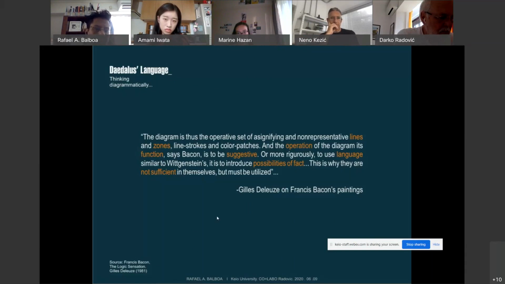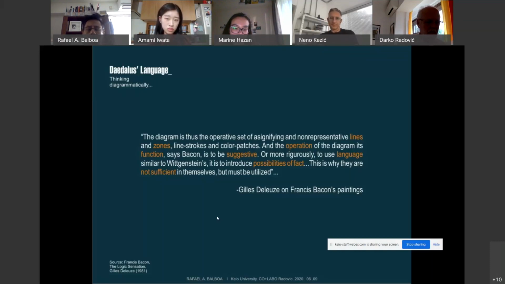So I'm going to read this because I think it's quite relevant. This is something that Gilles Deleuze is stressing. The diagram is thus the operative set of asignifying and non-representative lines and zones, lines, strokes, color patches. And the operation of the diagram, its function, says Bacon, is to be suggestive, or more rigorously, to use a language similar to Wittgenstein's, to introduce possibilities of fact. This is why they are not sufficient in themselves, but must be utilized.